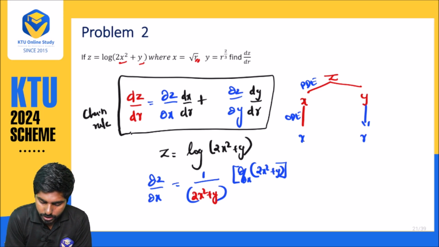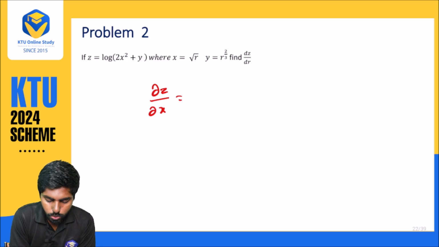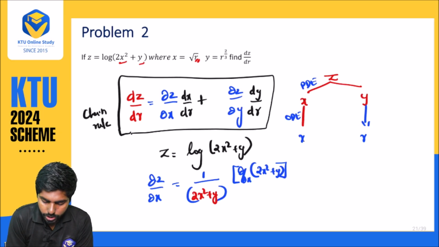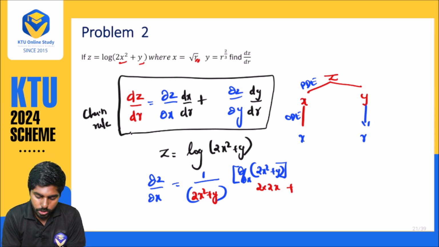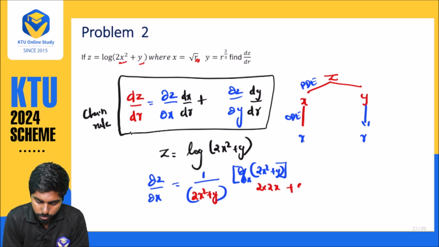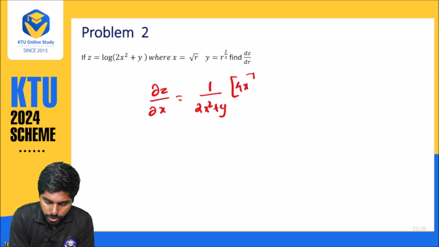So dou z by dou x is equal to 1 divided by 2x square plus y, into the partial derivative. When you take the partial derivative with respect to x, y becomes constant, so it becomes 0, and 2 into 2x gives 4x.